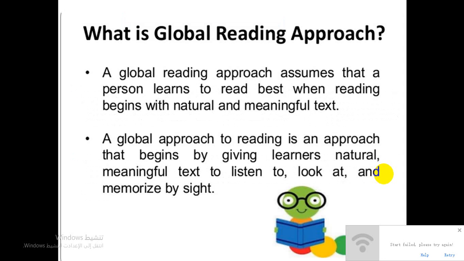What is the goal of the reading approach? Definition of the reading approach. A global reading approach assumes that a person learns to read best when reading begins with natural and meaningful text. A global approach to reading is an approach that begins by giving learners natural, meaningful text to listen to, look at, and memorize by sight.